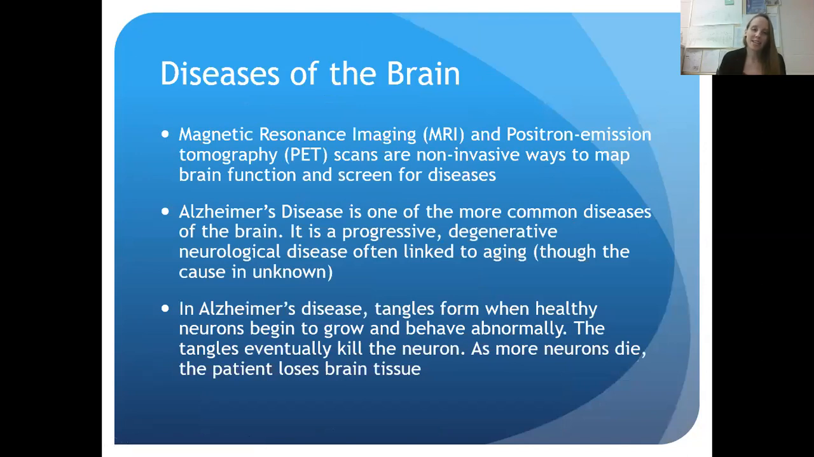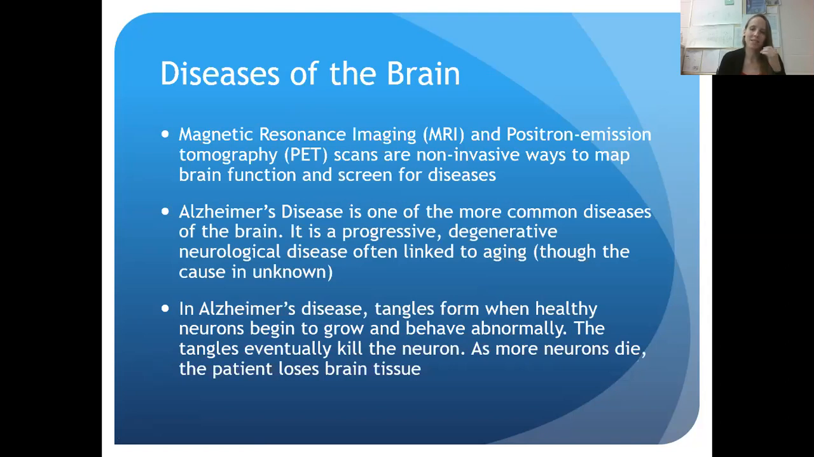There are different diseases that affect the brain. We can use MRI or PET scans, which can essentially map brain function and screen for diseases without actually having to get into someone's brain. Alzheimer's disease is one of the more common diseases of the brain. It is progressive and degenerative, which means that over time your brain essentially just degenerates more and more. Often linked to aging, though the cause is unknown.